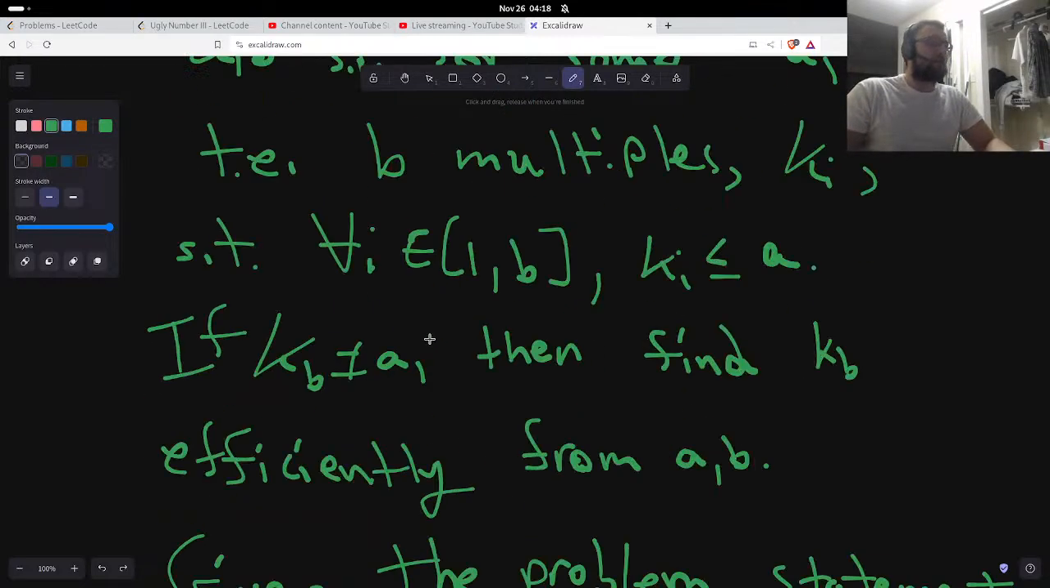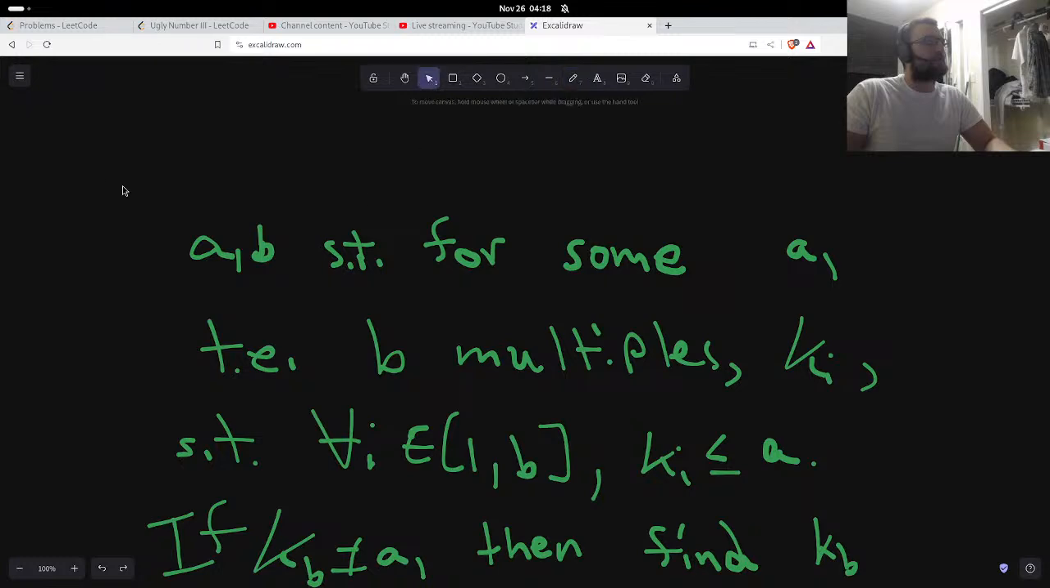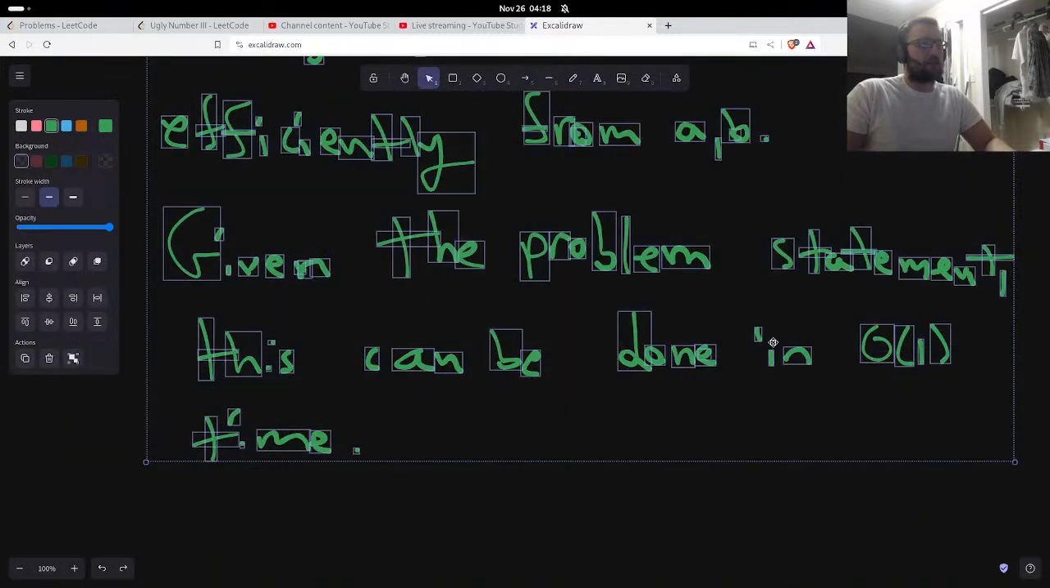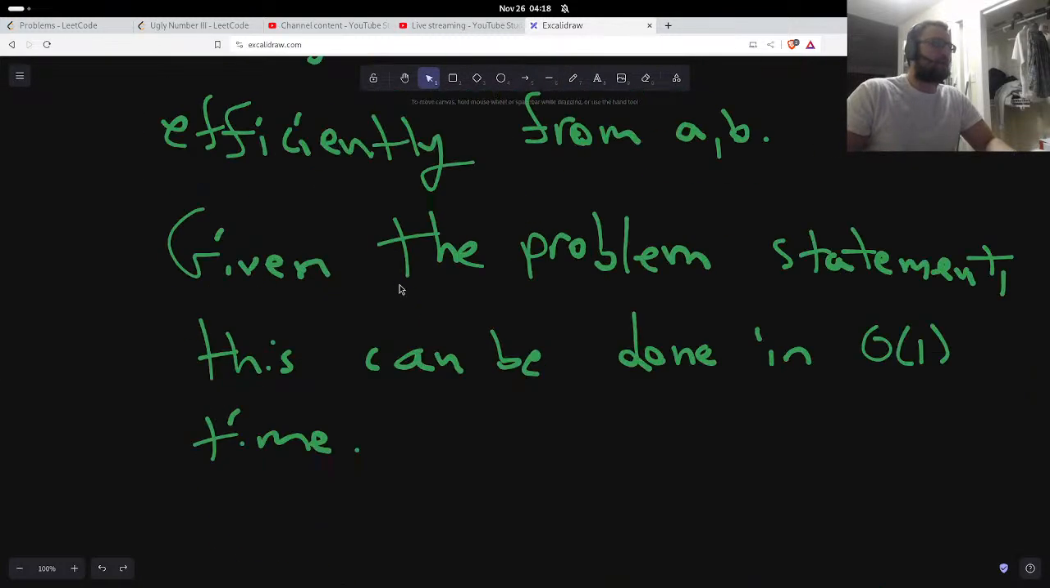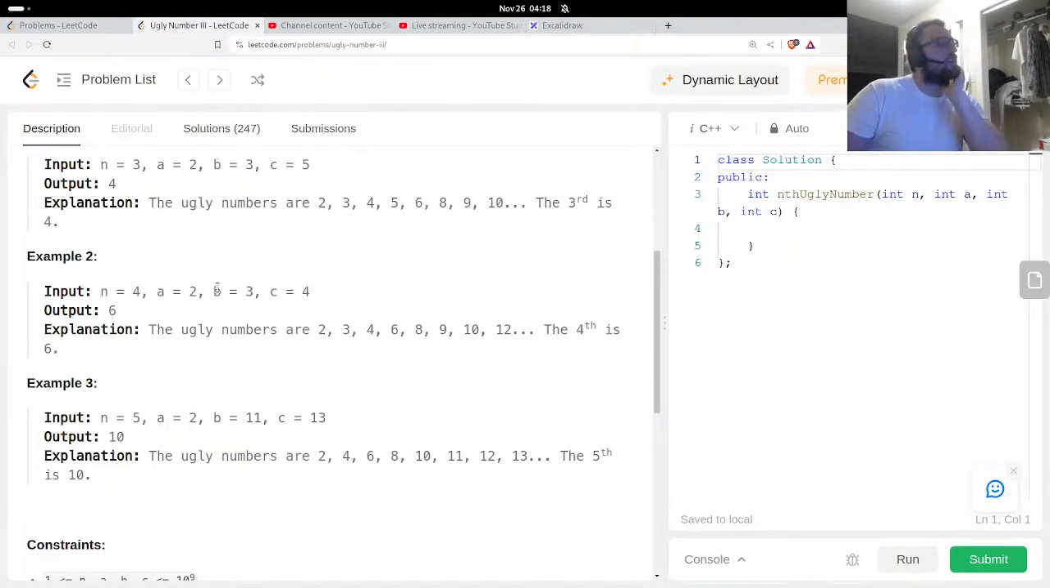Yes, so if we go back to the problem statement, the reason this can be done in constant time is because each of these multiples falls into different groups, different categories. So there's the multiples of strictly 2, strictly 3, strictly 4, and then combined 2 and 3, combined 3 and 4, combined 2 and 4, then combined 2, 3, and 4, right? All the multiples fall into those different groups, sort of the Venn diagram of A, B, and C.